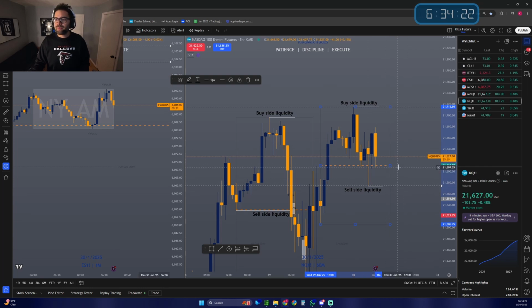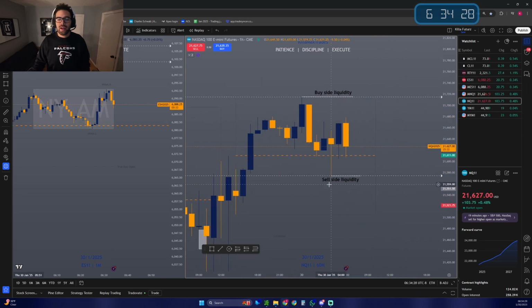And then again, the high is up here. We marked that, put an alert on it. This is another hourly pivot, so I'm marking this on my chart and I'm alerting it. Sell side liquidity marked on here, and we'll see if that gets swept.